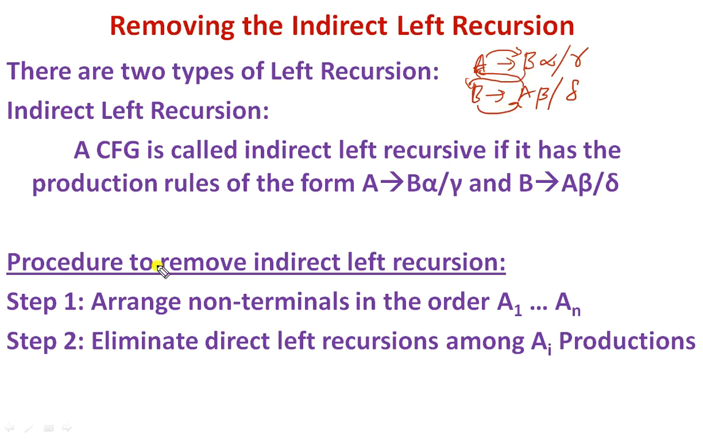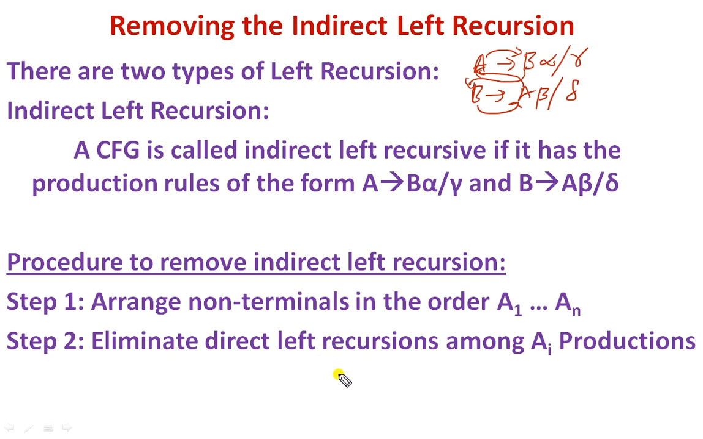Let us see the procedure for removing the indirect left recursion. Step number 1, arrange non-terminals in the order A1 to AN. Whatever non-terminals or variables are available in the production rules, arrange them from the starting variable by replacing them with A1, A2, A3 and so on. Step number 2, eliminate direct left recursions among Ai productions. If you do so, after step number 1, the indirect left recursion will be converted into direct left recursions. So you need to eliminate the direct left recursions, based on the procedure we have seen in the previous video.